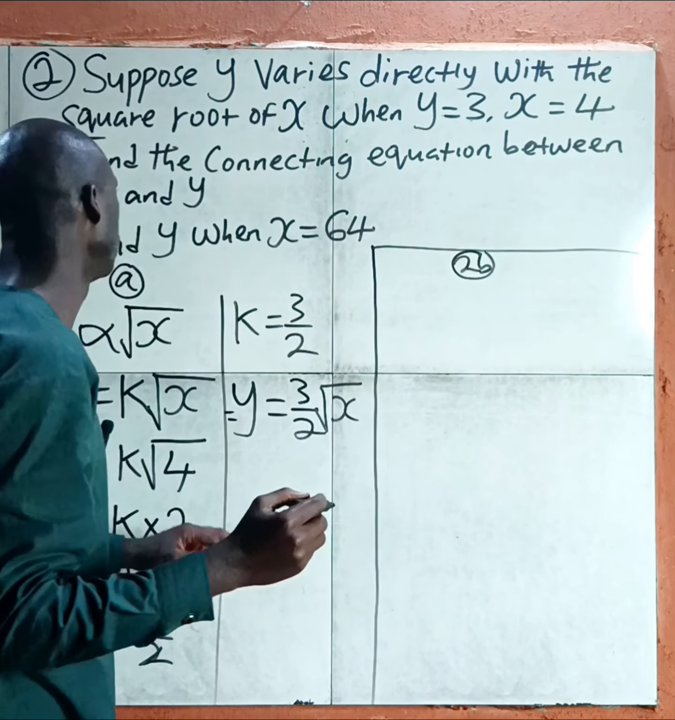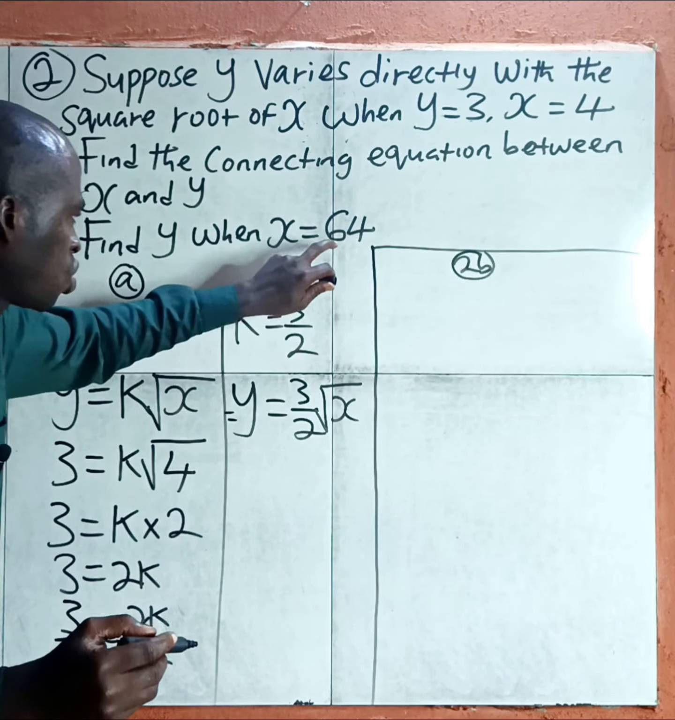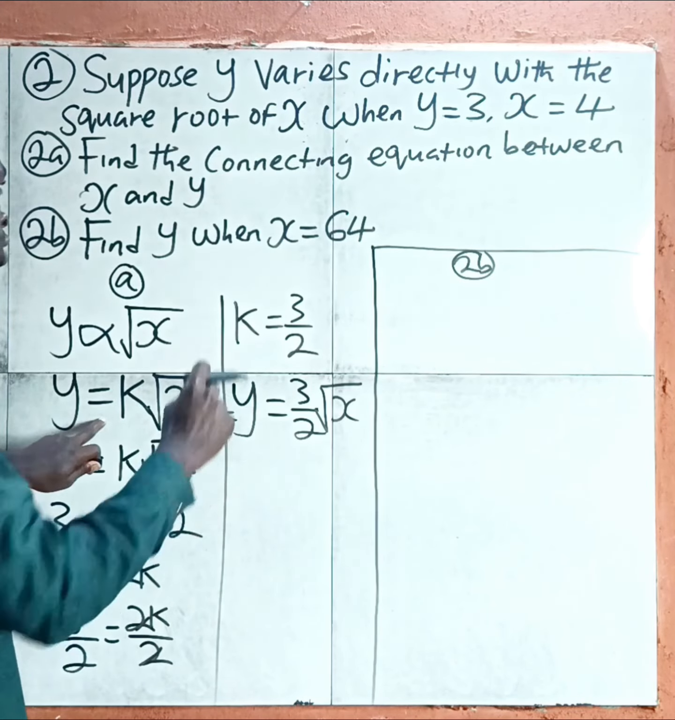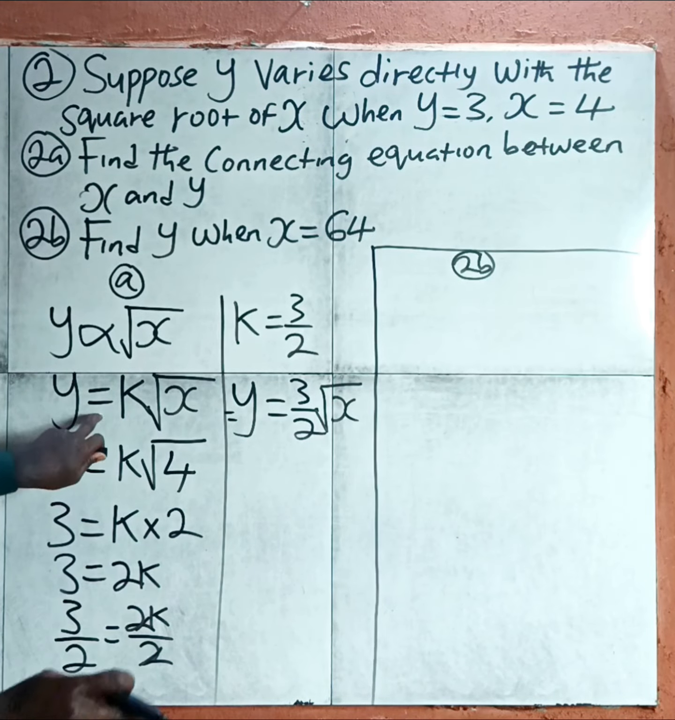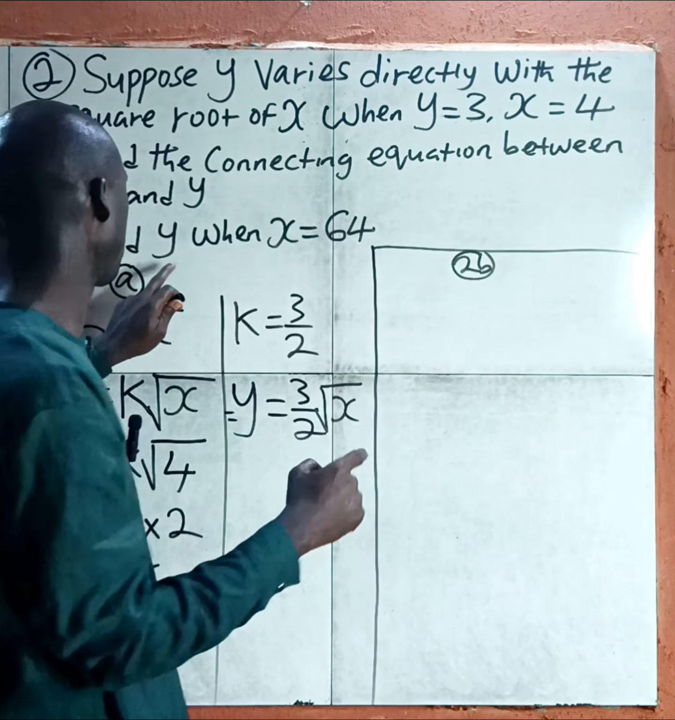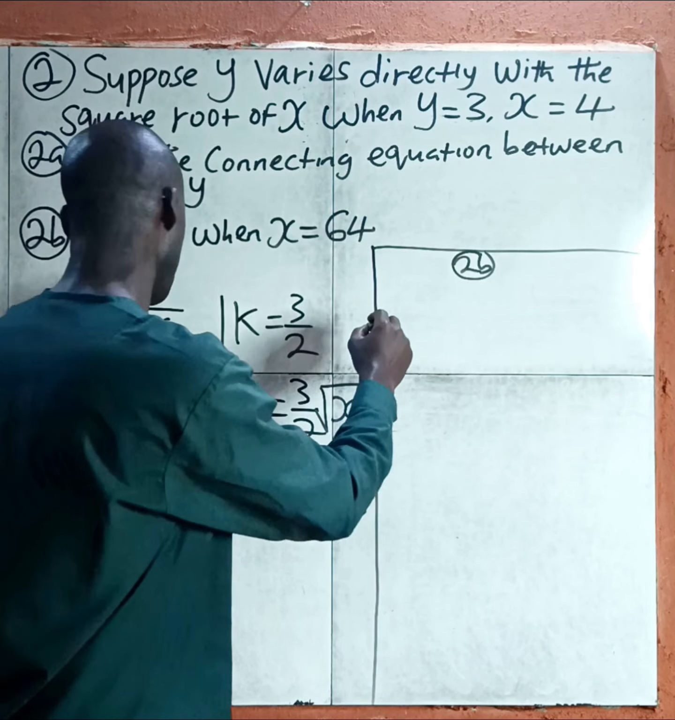Now for problem 2b, it says find y when s equals 64. We are going to go back and repeat this same formula in order for us to solve problem 2b. Look at the formula, y equals k times the square root of x. So we'll go there. Now, check your question. Did they give you y? No. So I'm going to rewrite.